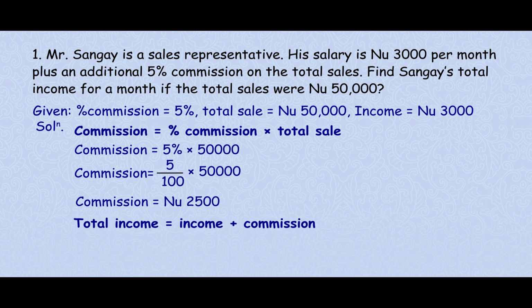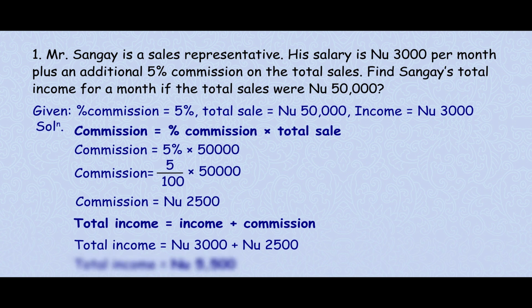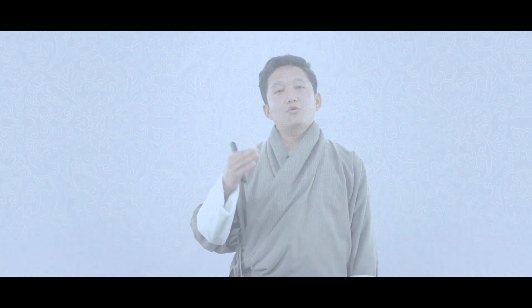Then your total income is equal to income plus the commission. Your income is Nu 3,000 and the commission you are getting is 2,500. Therefore, total income is equal to Nu 3,000 plus Nu 2,500 is equal to Nu 5,500. So that is the final amount that you are going to earn after getting the commission. That is called a total income.